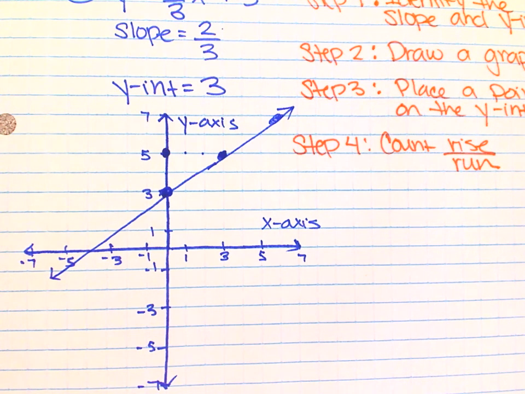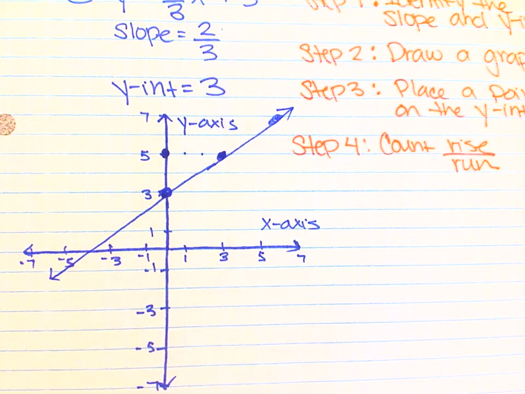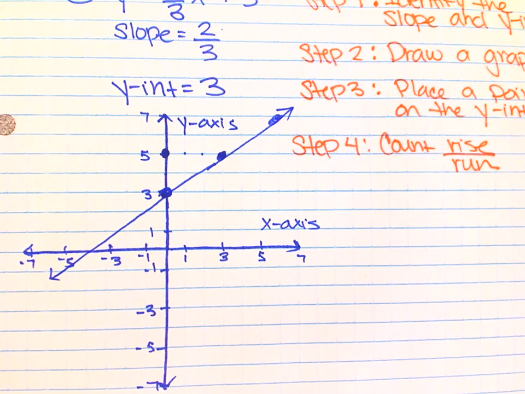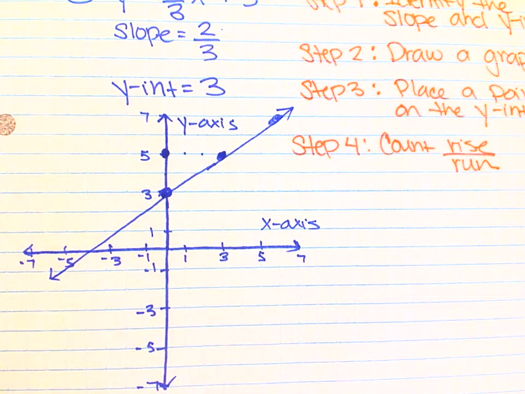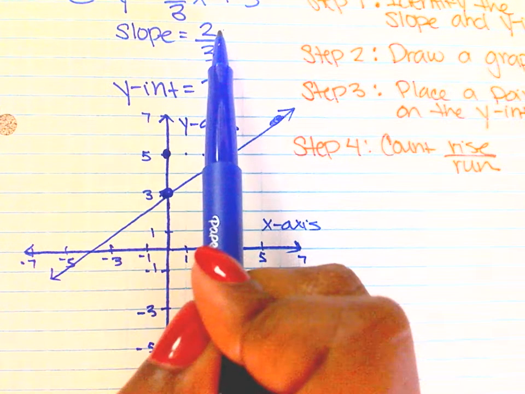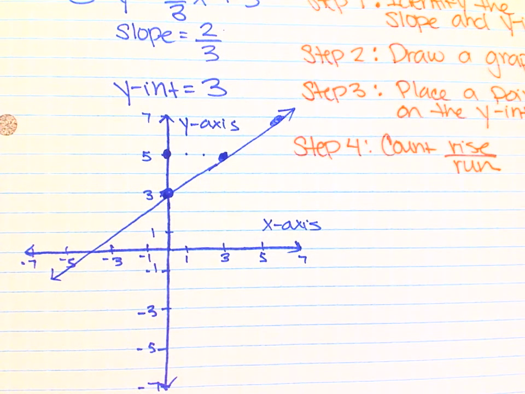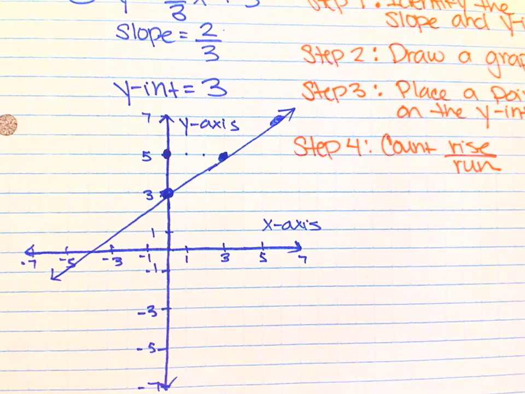So your rise is either up or down. That first number in the slope is positive 2, so positive means I go up 2. If it was negative 2 over 3, I would go down 2. Then the second number, the number on the bottom, is my run. I'm either going to run to the right on the graph, which is positive, or to the left, which is negative. Both of these numbers are positive 2 and positive 3, so I'm going up and to the right. Okay?